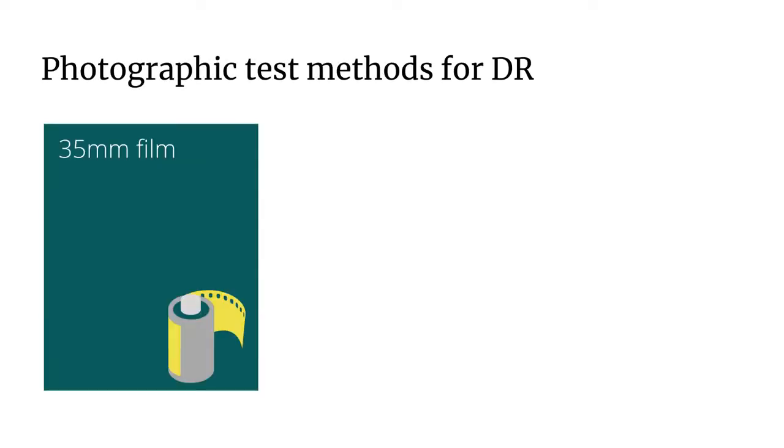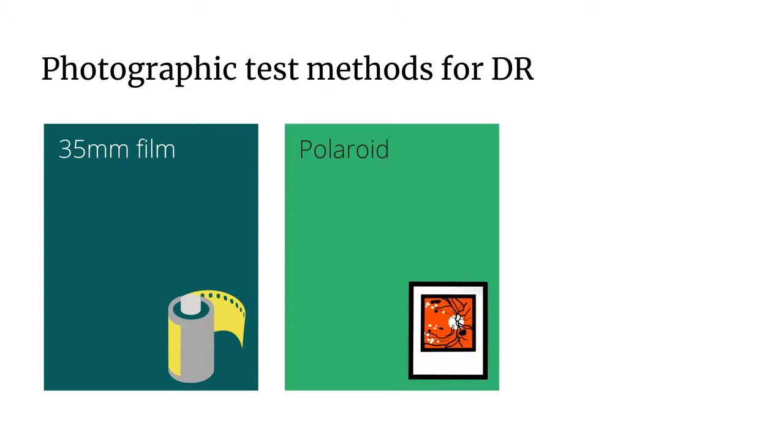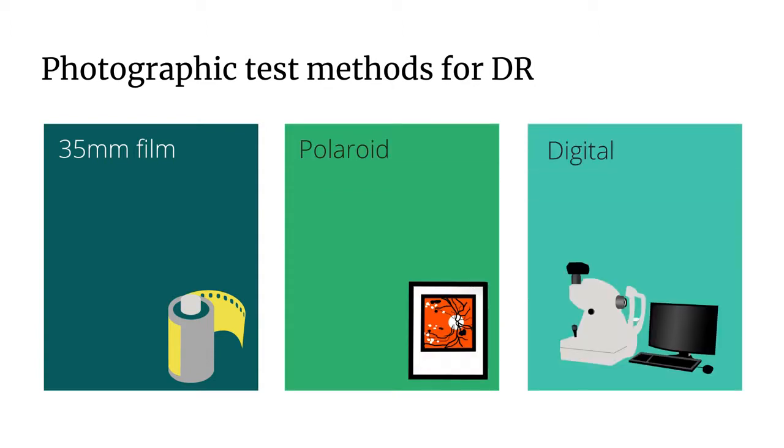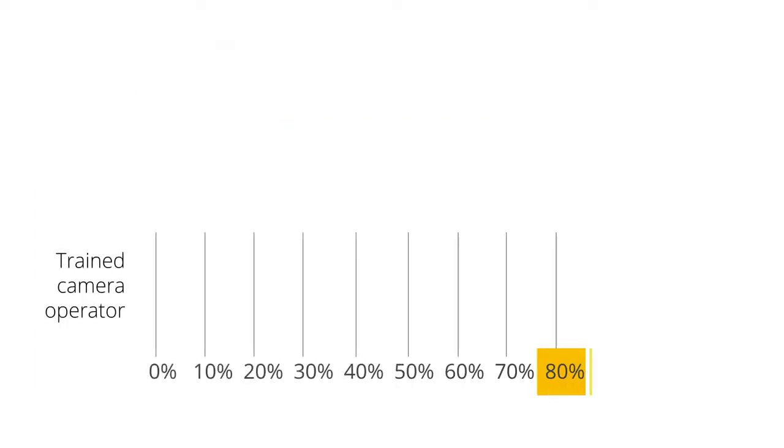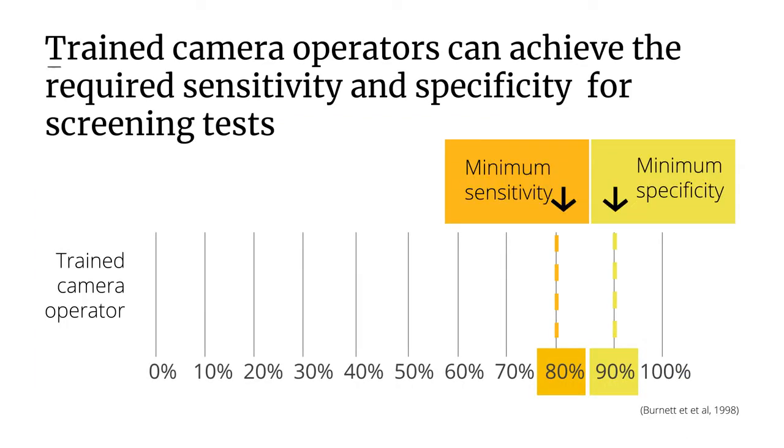Photographic methods use 35mm film, Polaroid instant film, or digital images. Retinal cameras can capture various fields of view, retinal depth through stereoscopy, and be in colour or grayscale. Across most programs, trained camera operators can achieve the required 80% sensitivity and 90% specificity for a screening test. All images are graded by medical or non-medical trained graders.